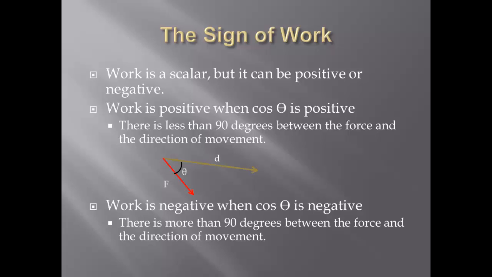It's negative work if the cosine of theta is negative. That means that the force is basically pushing in the other direction than the movement. If the force is opposite the movement or working against the movement, like so, then your theta is going to be greater than 90 and the work is going to be negative. Okay, that's everything you need to know about work. That's all.